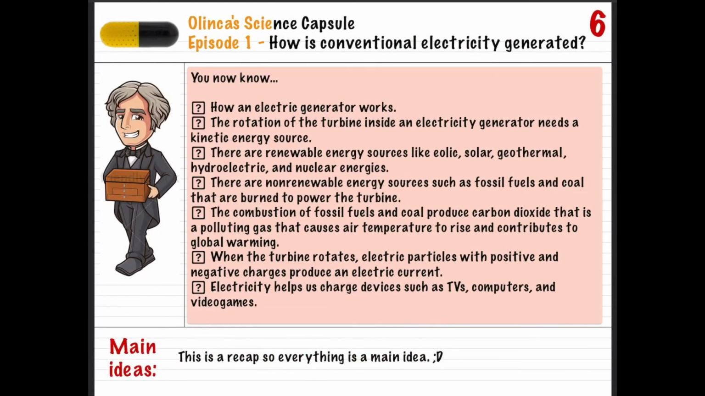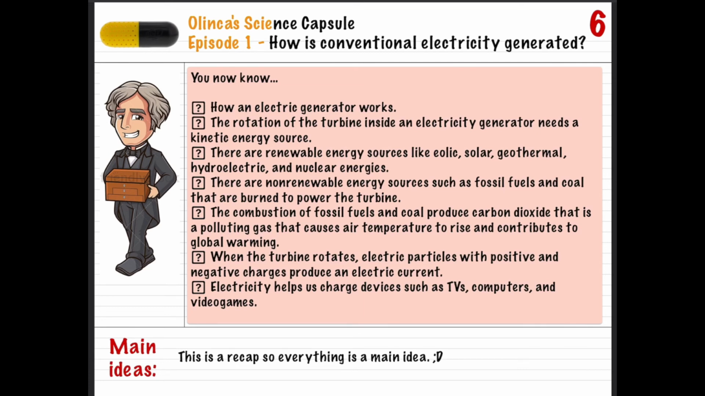Now that we've finished with the explanation, let's do a quick recap of what we've learned. 1. You know now how an electric generator works, with the turbine and everything. 2. The rotation of the turbine inside an electric generator needs a kinetic energy source, and we know that there are renewable energy sources like aeolic, solar, geothermal, hydroelectric, and nuclear energies.